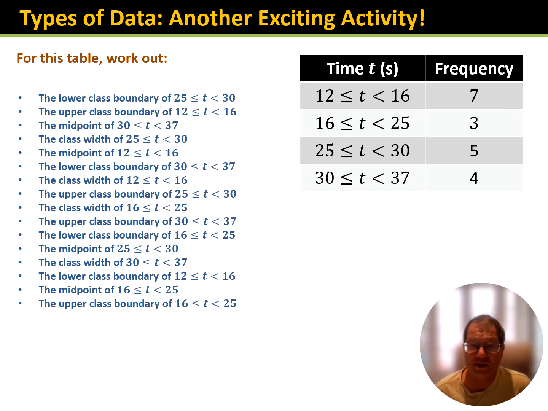Here is another exciting activity to keep you occupied. This time we have a slightly bigger table with 4 rows of data, and this one is about time. The frequencies are completely irrelevant for this activity. So we've just met the idea of the lower class boundary, the upper class boundary, the midpoint, and the class width. And you have 16 questions there based on the table to answer.